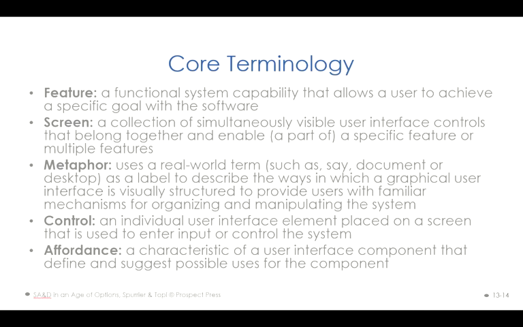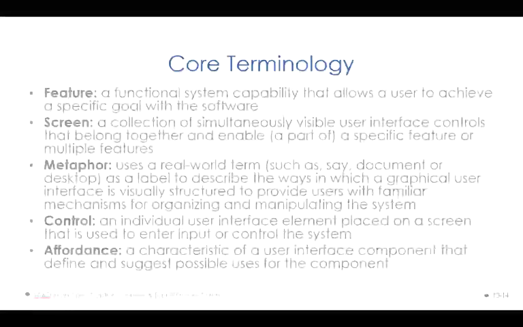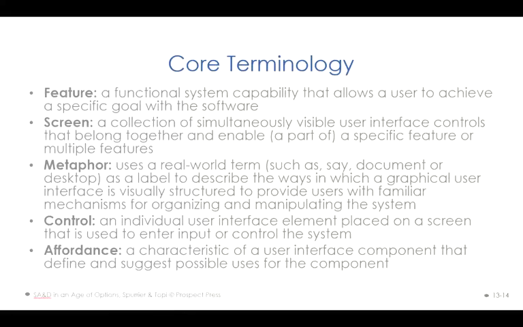And this particular page shows you a few important terms in user interface design. Both feature and screen are easy to understand. It's just the important features, functionalities, or something that the user needs to achieve, that shows up on your computer. Metaphor, control, and affordance are three important design criteria, or design guidance, that you can follow to achieve a generally good user interface design.